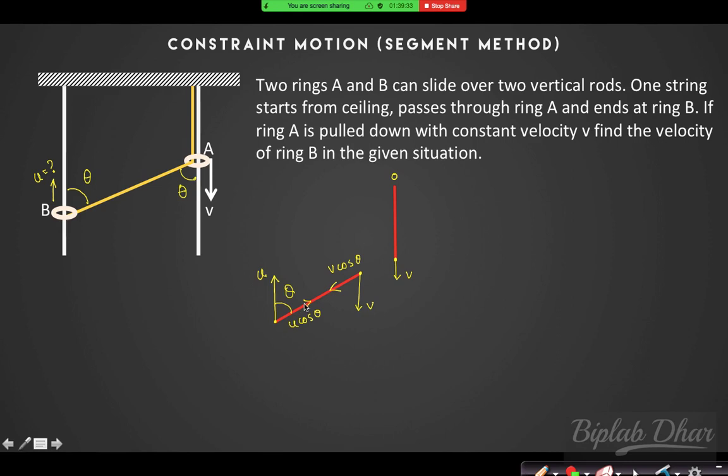Yes, in the second case both are minus, because both are minus. Going into the length: minus u cos theta minus v cos theta plus v is equal to 0. So what is u cos theta? That is v into 1 minus cos theta. So u is equal to v into (1 minus cos theta) by cos theta.